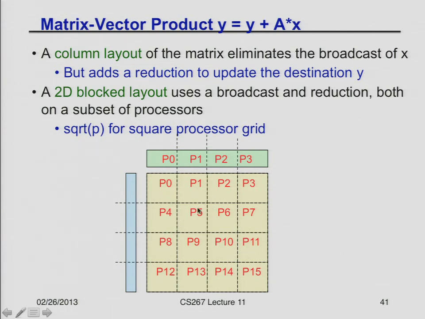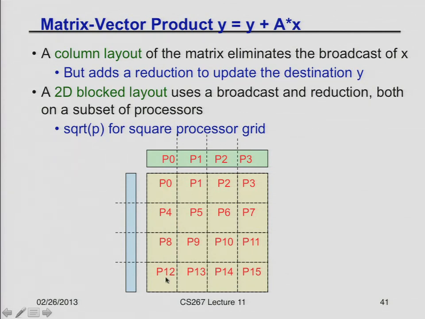And so here's the compromise. It's a 2-dimensional layout. Here I have 16 processors numbered from 0 to 15. And here is my vector x, there's my vector y. And so now I'm going to do both communications. I need to broadcast this piece of x. To whom do I have to broadcast it? Processors 0, 4, 8, and 12.